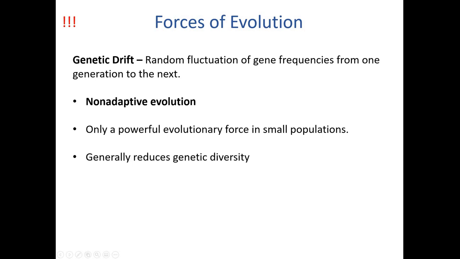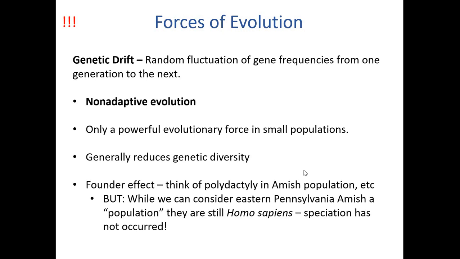Genetic drift generally is a force that's going to reduce genetic diversity. And one example of this genetic drift is the founder effect. And so again, an example of this is polydactyly or extra digits in Amish populations. There are also a number of other examples of founder effect. If you Google founder effect, you can find a number of these.